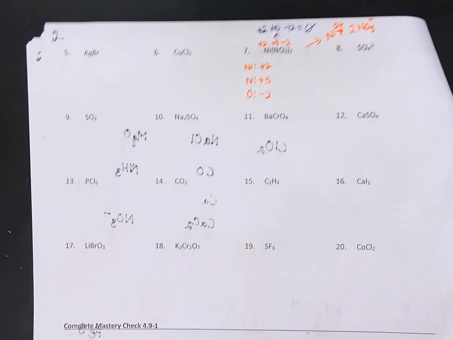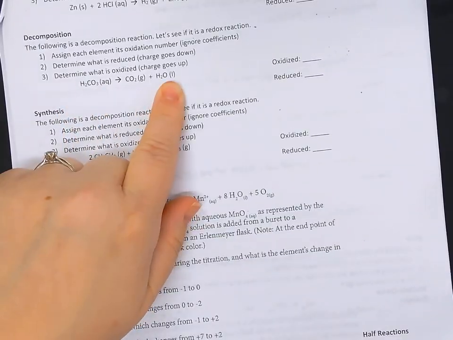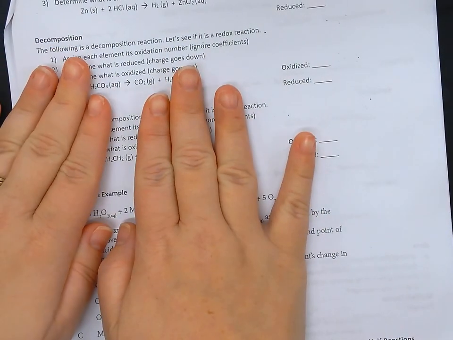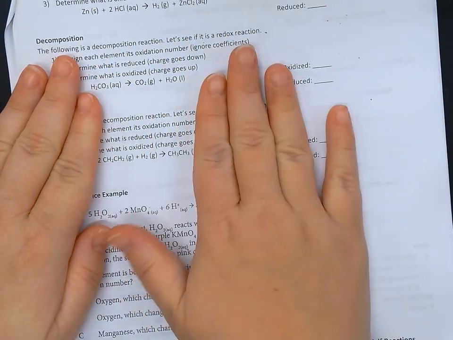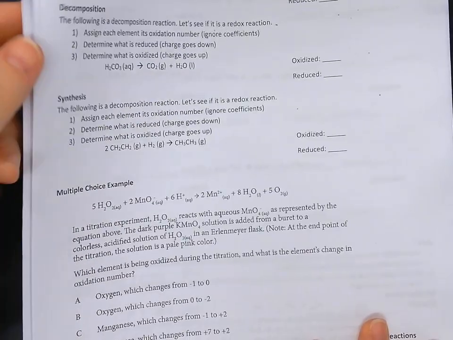When you get into part 2 of this unit, you're going to be assigning oxidation numbers to each element in the chemical reactions to see what happens to the charge as we go from the reactants to the products, and see who's changing their charge, what's happening with those oxidation numbers. Okay, so that's where we're headed with this.